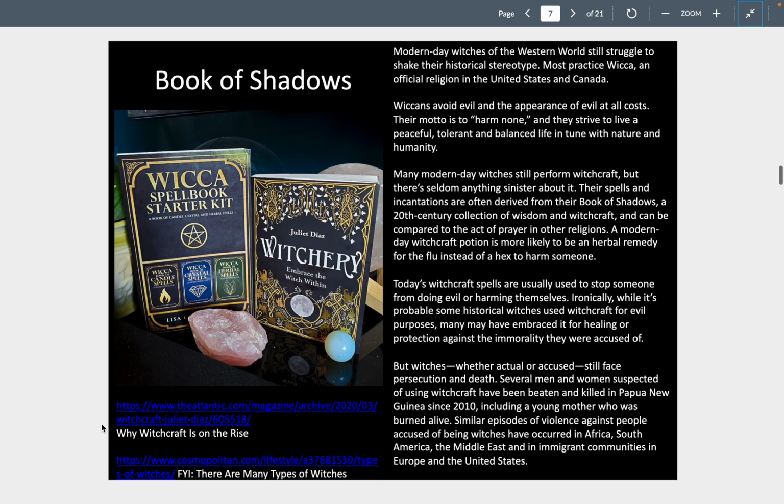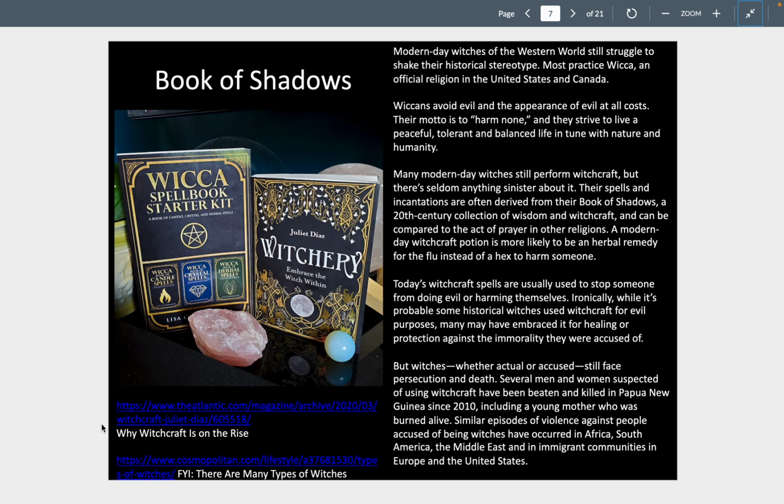The Book of Shadows. So modern-day witches of the Western world still struggle to shake those historical stereotypes. Most practice Wicca, an official religion in the United States and Canada. Wiccans avoid evil and the appearance of evil at all costs. The motto that they have is harm no one, harm none. And they strive to live a peaceful, tolerant, balanced life in tune with nature and humanity. Many modern-day witches still perform witchcraft, but there is seldom anything sinister about it.